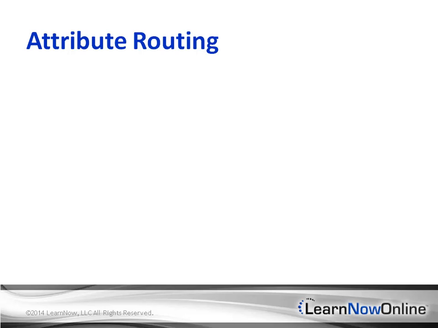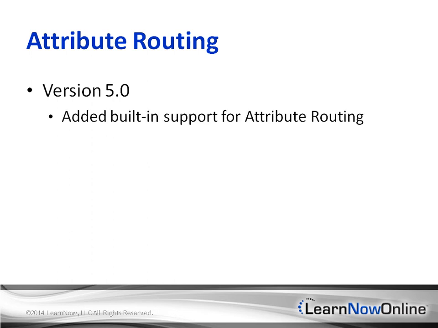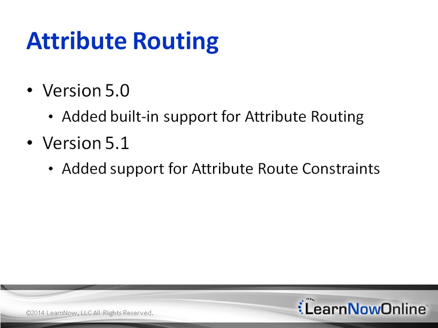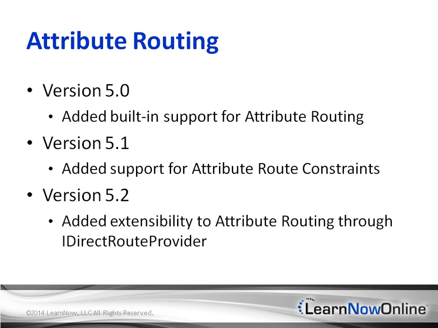One of the coolest new features of ASP.NET MVC 5.0 is attribute routing. In version 5.0, built-in support for attribute routing is added. In version 5.1, support is added to have route constraints for your attribute routing. In version 5.2, extensibility is added to attribute routing through the IDirectRouteProvider interface.